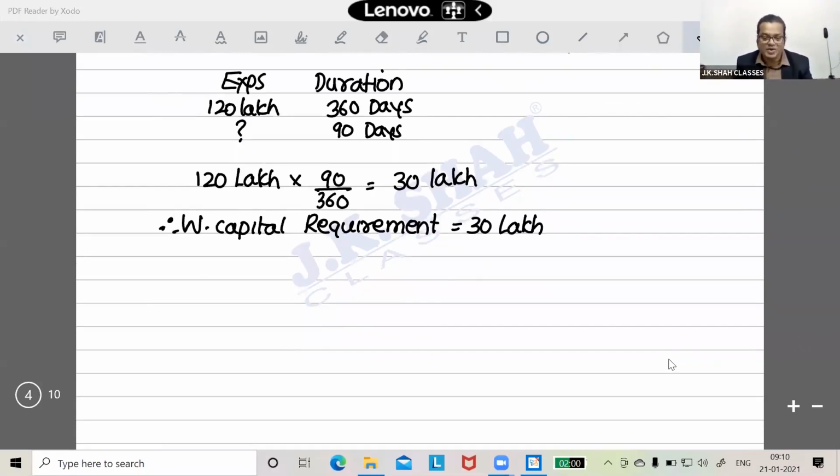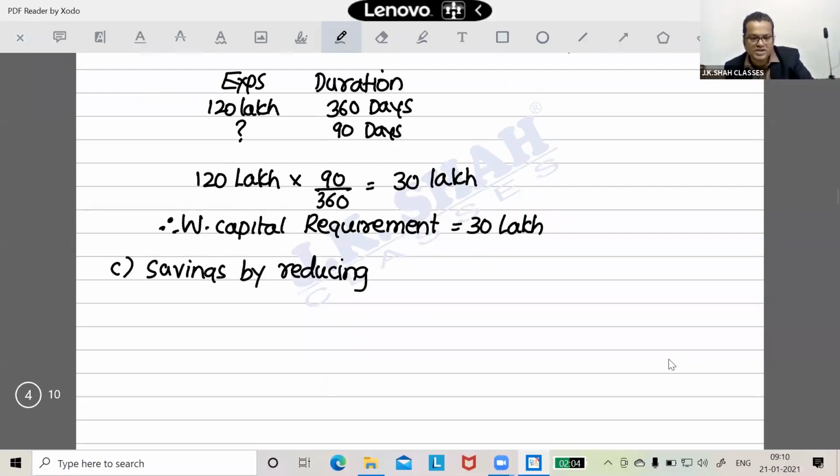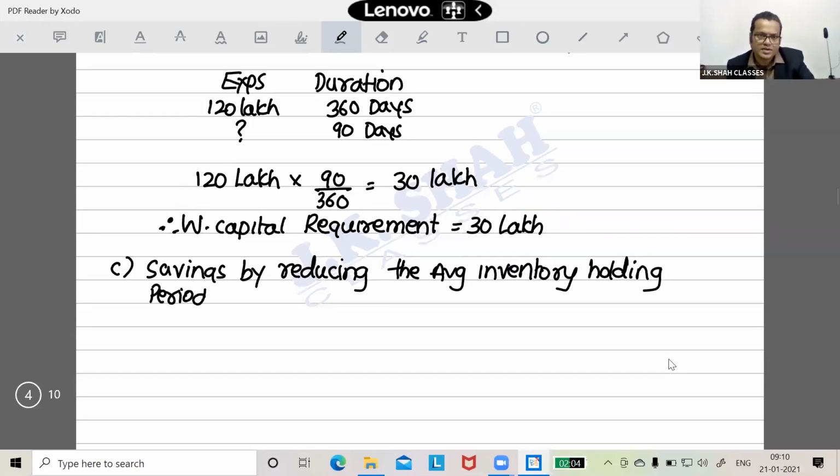Okay. So now let us get into the next question. What is the question C asked? Savings by reducing the average inventory holding period by 30 days.